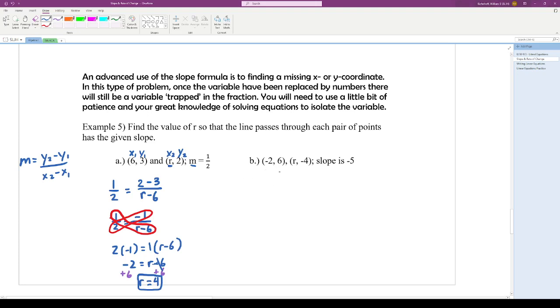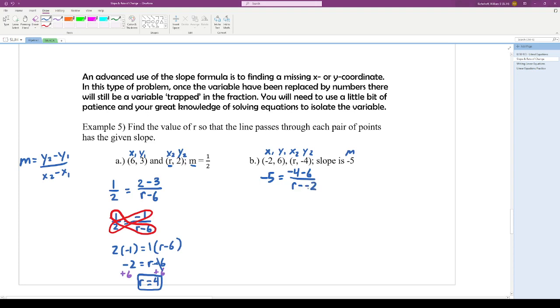All right, going on to the next one, I'll go through another example of this because these are a little more involved. We're going to do the same exact formula again. This time our x1 is negative 2, y1 is 6, x2 is r again, and y2 is negative 4. Our slope m is negative 5. So our initial equation is negative 5 equals y2 minus y1 divided by x2 minus x1.